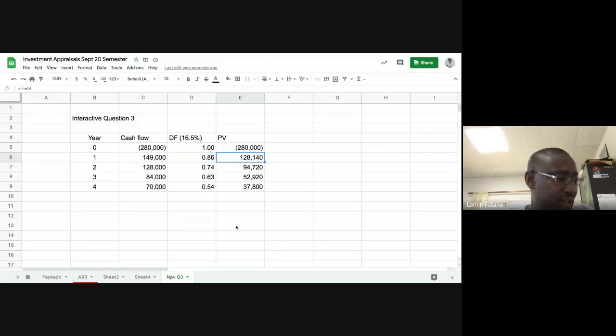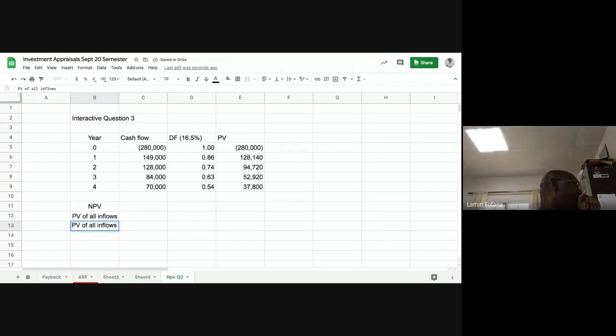So we have all this. So how do we calculate our NPV? So we calculate our NPV. So our NPV, I'll give you, it's equal to the PV, the total present value of all inflows and our total present value of all outflows.